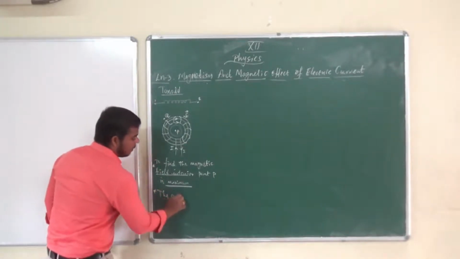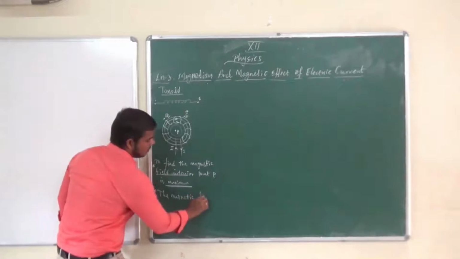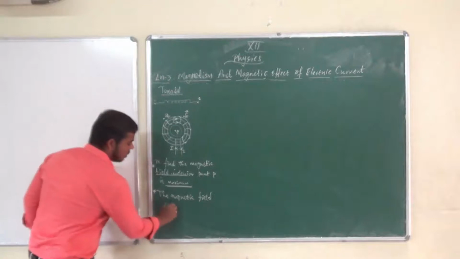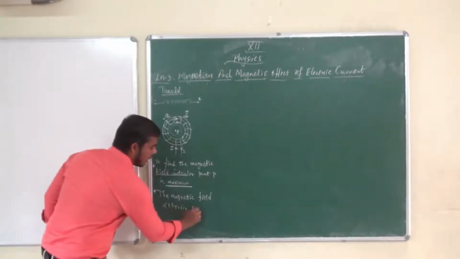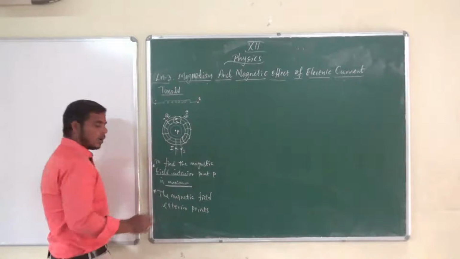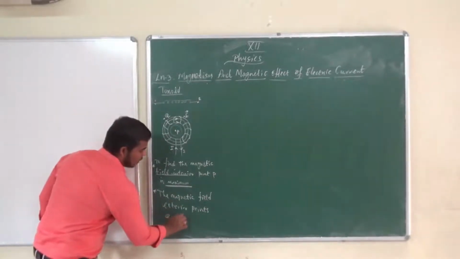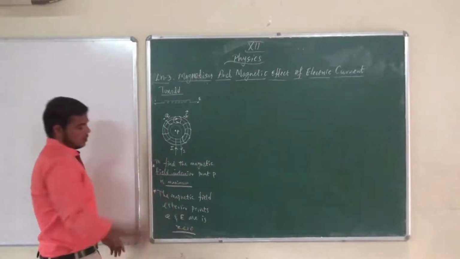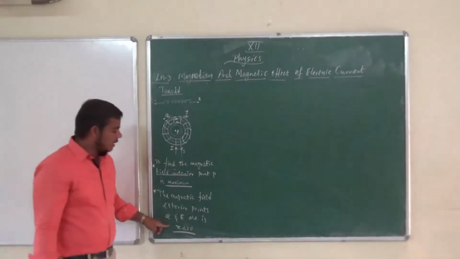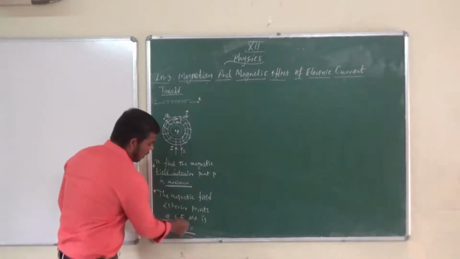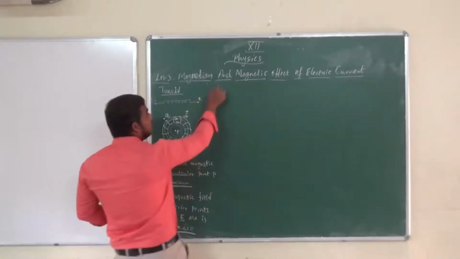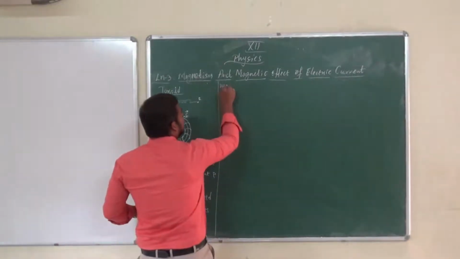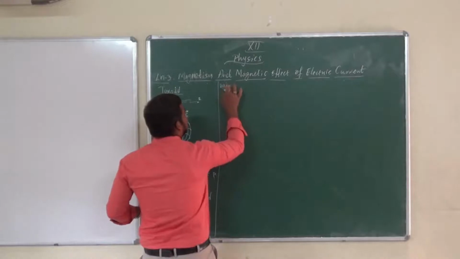Next, the magnetic field at the second point, the exterior. We call it outside, exterior. Exterior points: what are the points? Q and E are zero. One more question. To find the magnetic field, the exterior points Q and E are zero. How to find it? Using Ampere's circuital law.